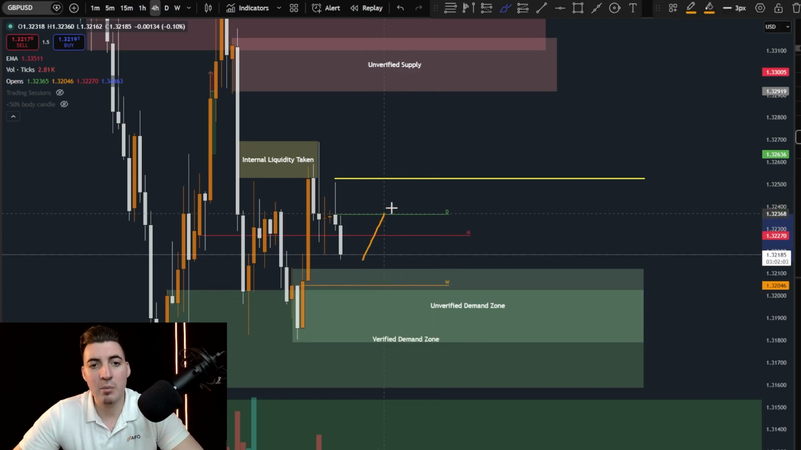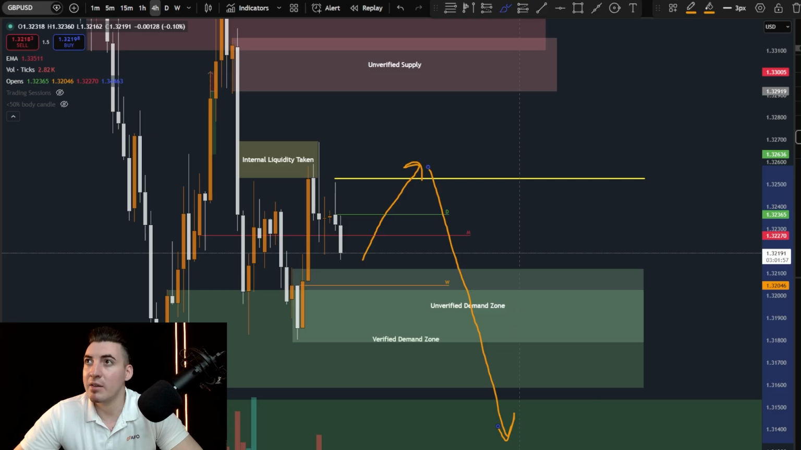So we might see the price head up into this area here before pushing itself back down into the daily demand zone down here. So I am looking for a short position. We don't want to go against the trend. So today I am looking for a short position.